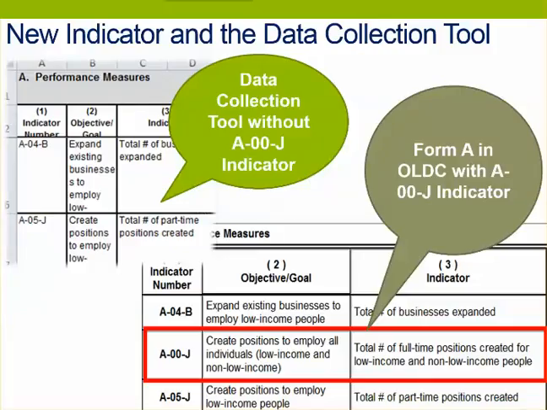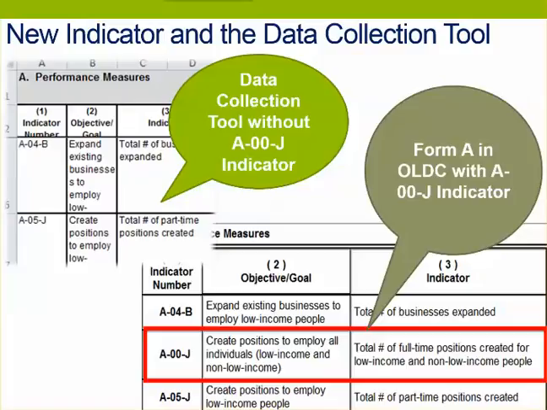Since we were just talking about the data collection tool, I also want to point out that the new indicator is not on the Excel data collection tool. This is because the data collection tool is designed to only collect information on jobs created for people with low income. For those of you that are using the data collection tool, you want to continue using the tool as you have been, only entering in the data that pertains to individuals with low income.